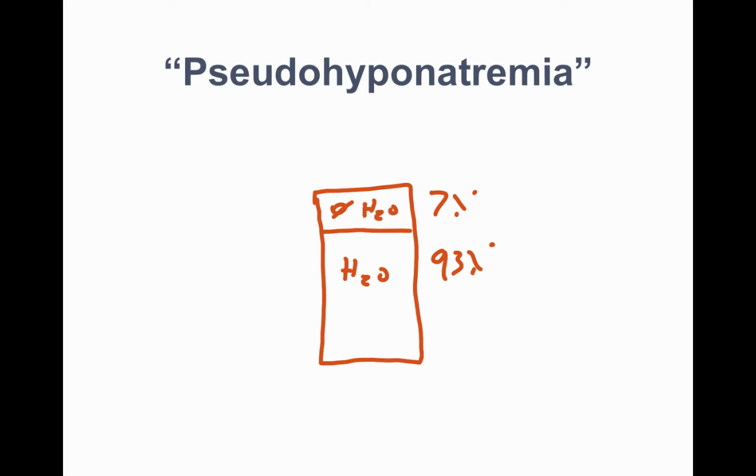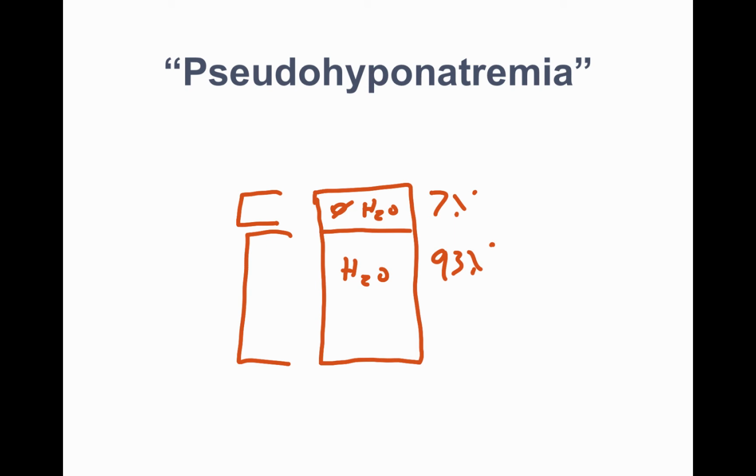What's important to appreciate is that in any given volume of plasma, the entire content of sodium and of water is relegated to this 93%. There is no sodium and no water present in this 7%. So in fact, the concentration of sodium dissolved in water in any given volume of plasma is closer to 154 milliequivalents per liter, which is higher than what we typically consider normal, around 140.